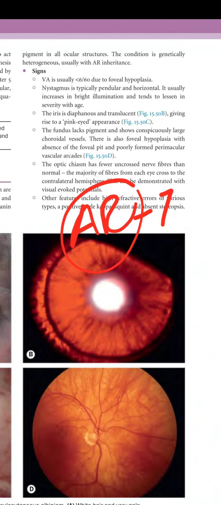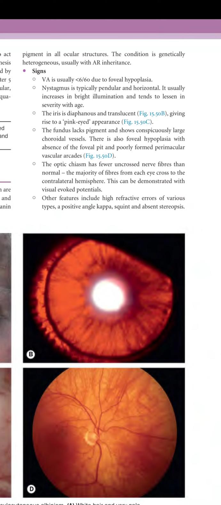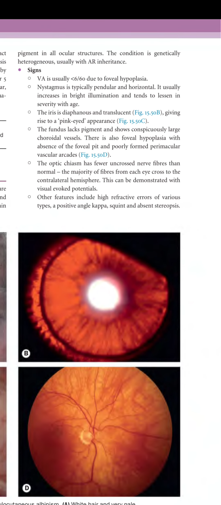The eyes are white, the face is white, the hairs are white, and visual acuity is usually less than 6/60 due to foveal hypoplasia. So visual acuity will be decreased because of the foveal hypoplasia. Nystagmus is typically pendular and horizontal. It usually increases in bright light and tends to lessen in severity with age. So nystagmus will also be present.